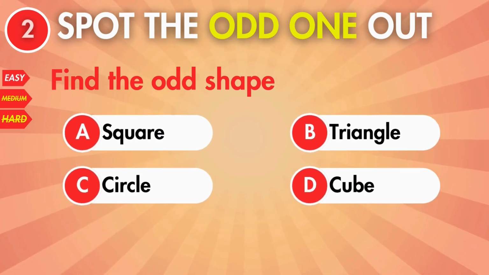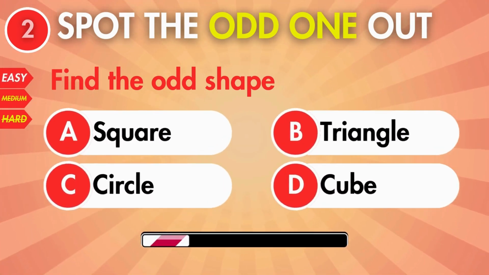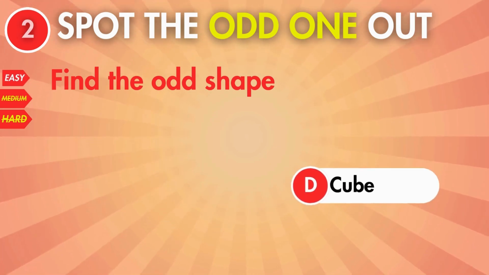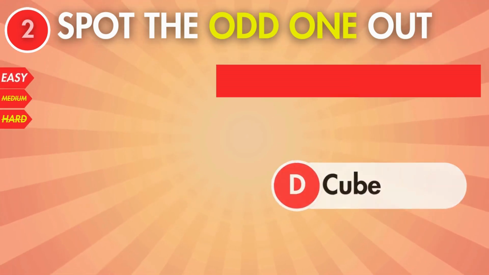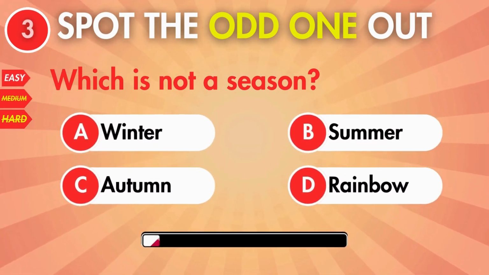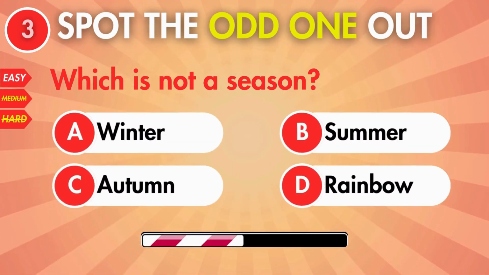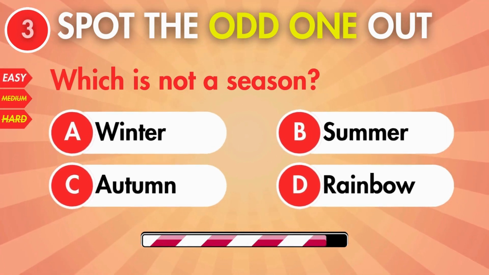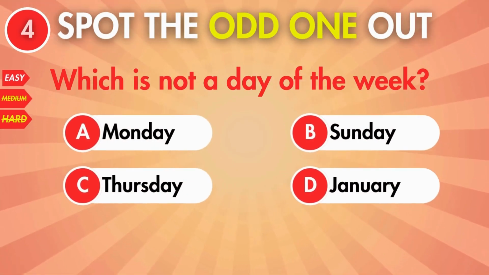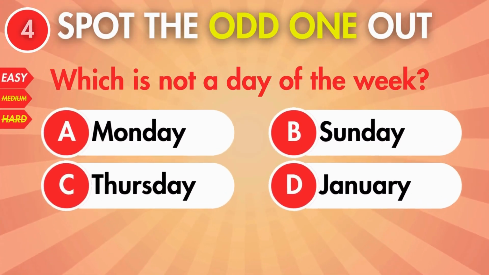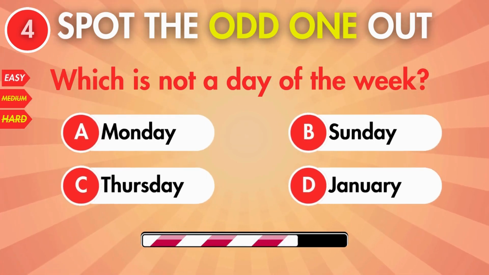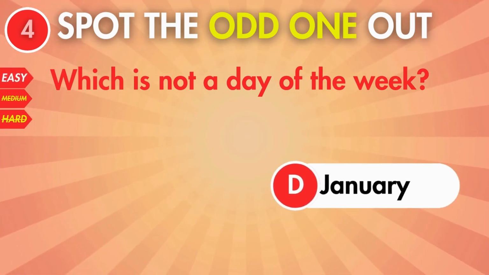Find the odd shape. Q. Which is not a season? Rainbow. Which is not a day of the week? January.